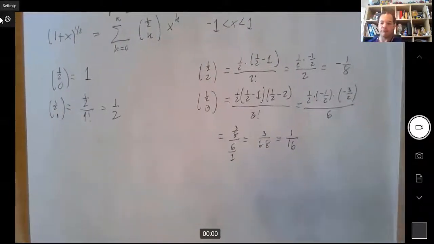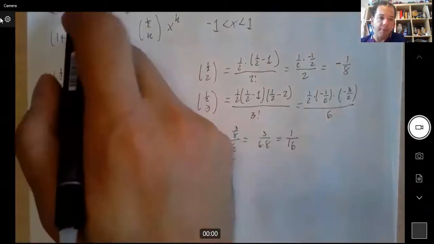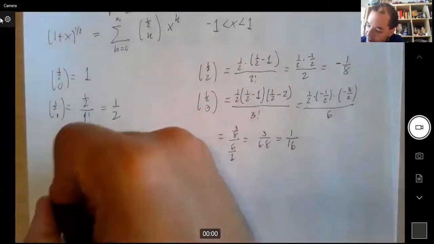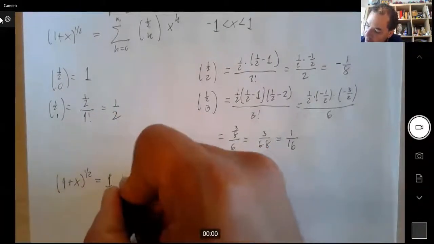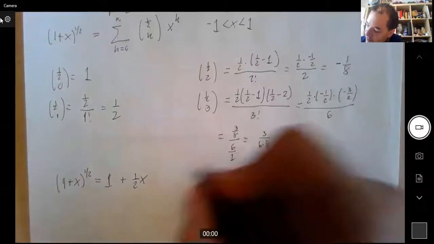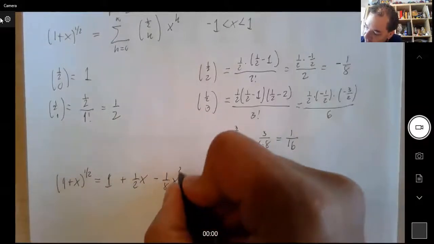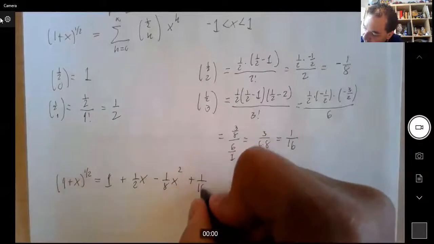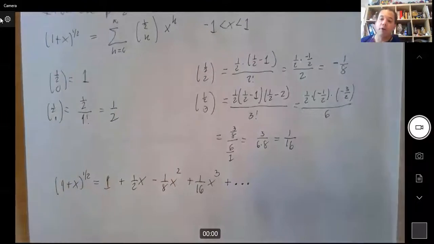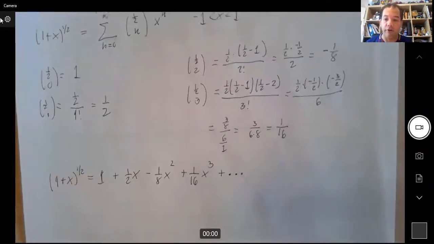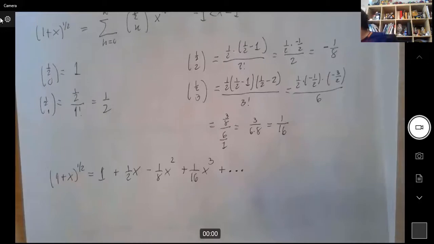Okay. So that's it. So how does the power series start? It starts like this: 1 plus x to the 1/2 starts like 1 plus 1/2 x minus 1/8 x squared plus 1/16 x cubed, and then more stuff that we don't know because we only did the first 4, right? We only did the first 4. We don't know the other ones. But that's all we were asked to do, so we're good. Okay, so we've completed part A.